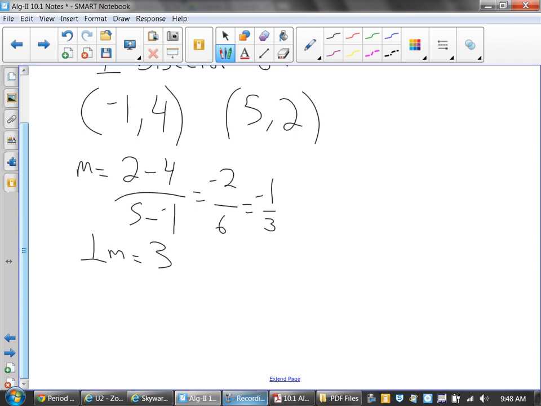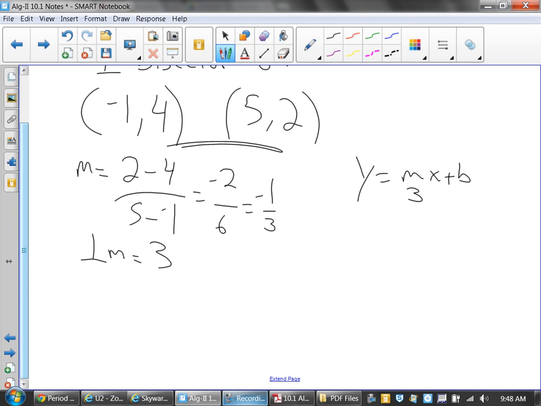So now we have the perpendicular slope, which means when we write out our equation, y equals mx plus b, we know 3 is going to be the slope. What I have to do now is figure out the point that it's going to go through. If it's going to be the perpendicular bisector, that means it's going to go through the midpoint between these two. Find the midpoint of those two.